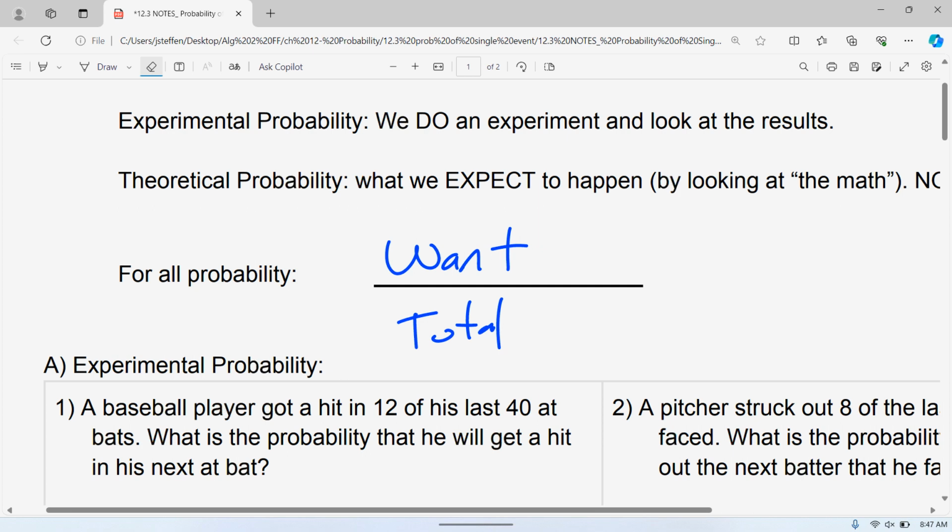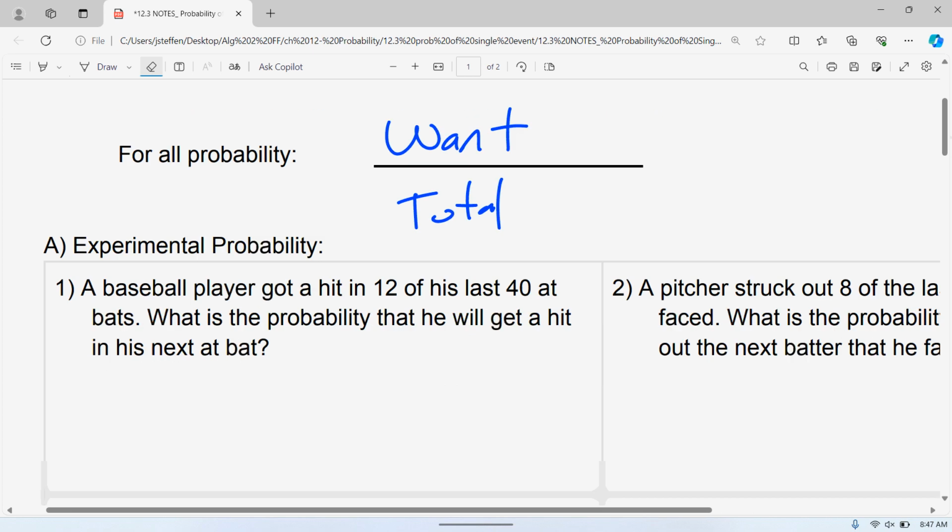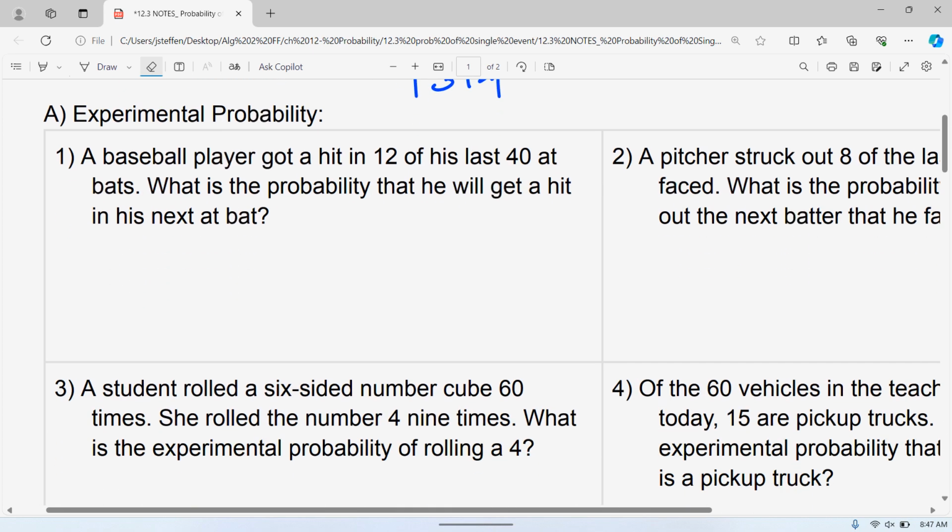Okay, so let's get started with experimental probability. And again, if you look at all these examples, you see that they're actually doing an experiment. They're actually doing something X amount of times, and this is their results.